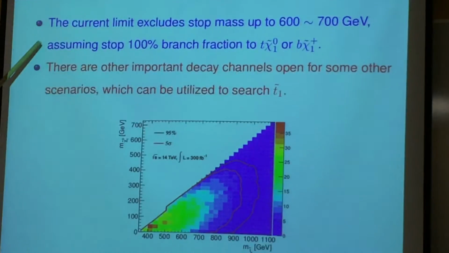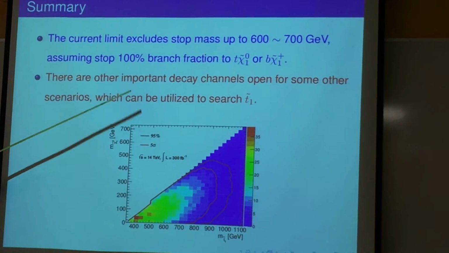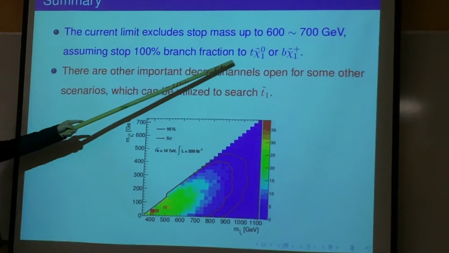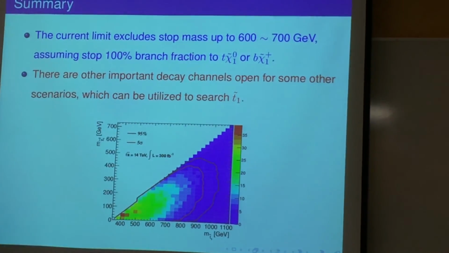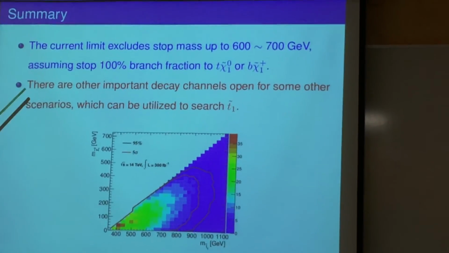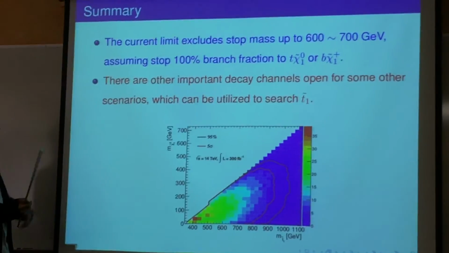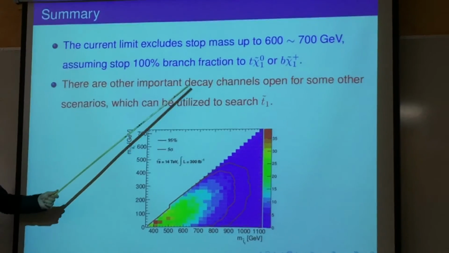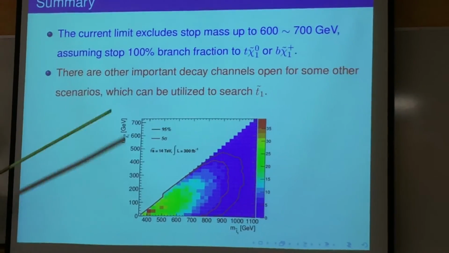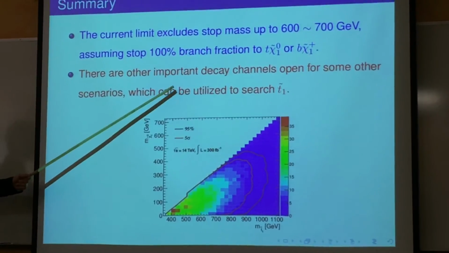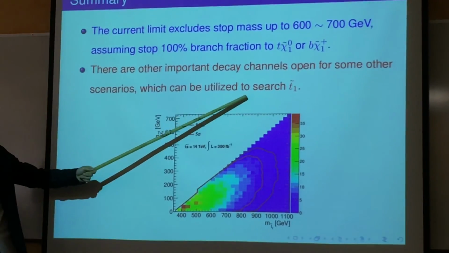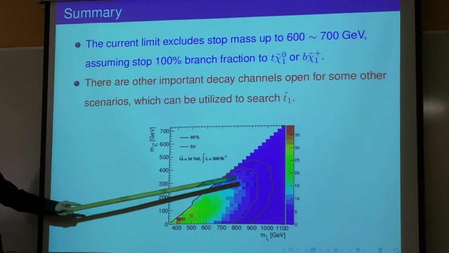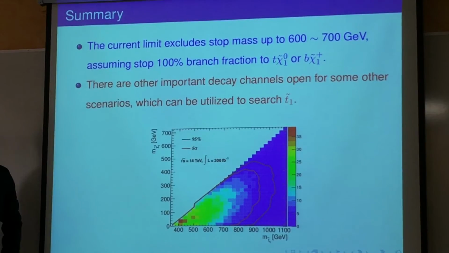So, summary: as we said, the current research will focus on those two channels, assuming 100% decay, but we know that for different parameter spaces, there are different decay channels which can be utilized to search for the stop, and we can reach this region. Thank you.